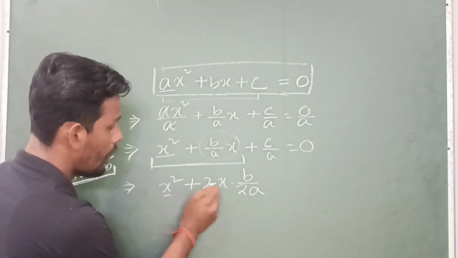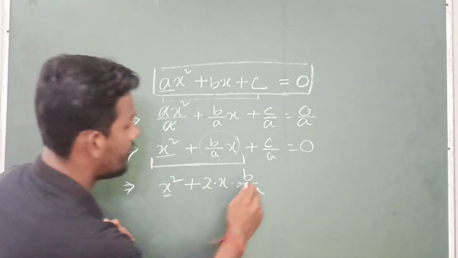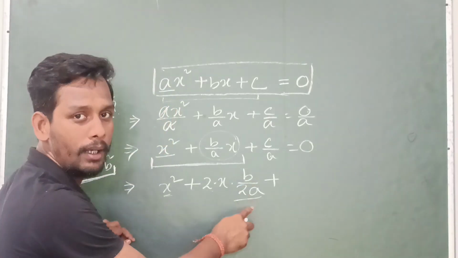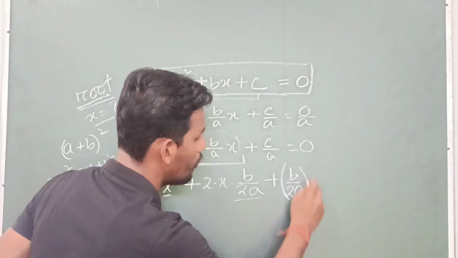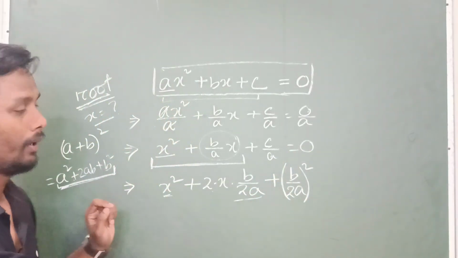Now see, if 2 and 2 are cancelled, it is b by a into x. And then you have to write what you get: b by twice a whole square. a square plus twice ab plus b square.